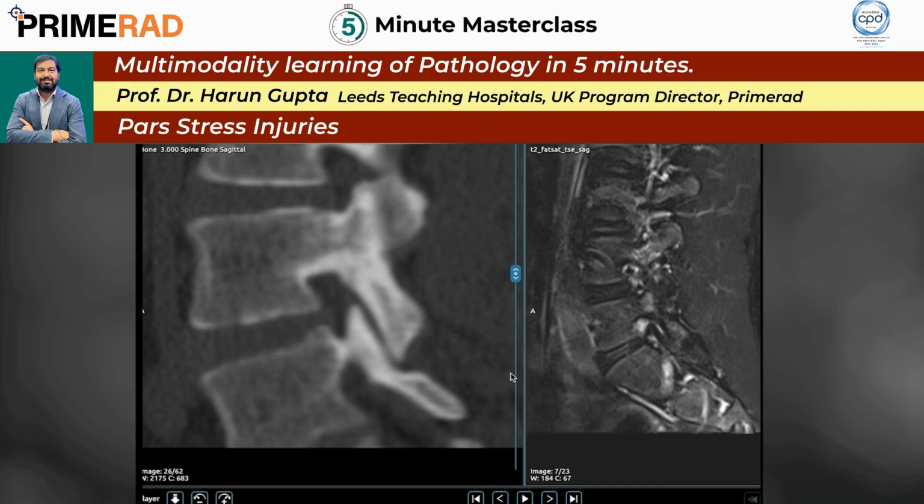So this is an example where the patient has got pars stress changes on the MRI examination, and when the CT examination is performed at the same level, we can see a small incomplete pars fracture. And this is how the incomplete pars stress fracture looks on CT examination. When this becomes full thickness, that changes the grade of the pars injury. So I think with that, that gives a good idea about the pars abnormalities.